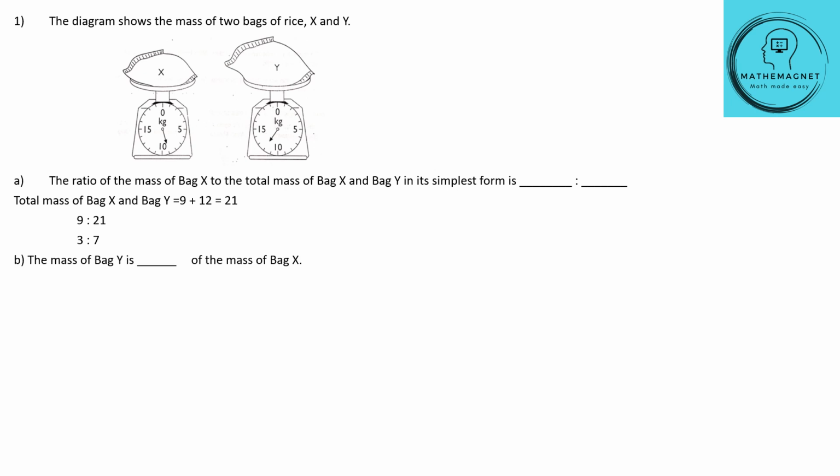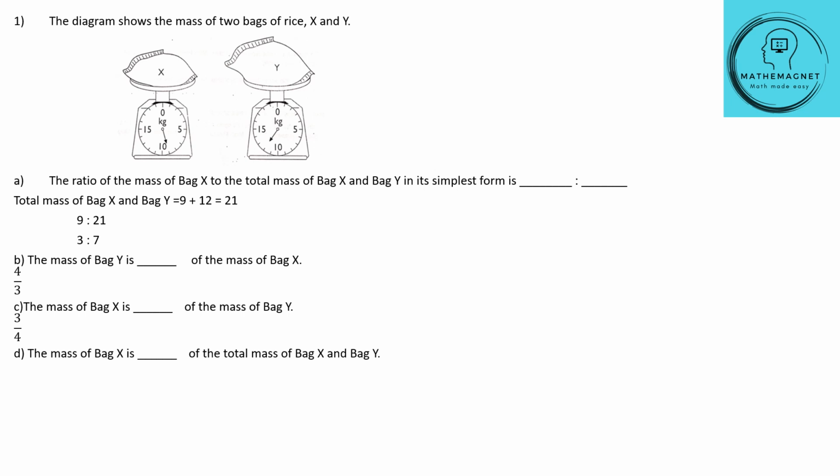Now B, the mass of bag Y is dash the mass of bag X. Bag Y is 12 and bag X is 9. So the mass of bag Y will be 12 by 9 of the mass of bag X, but when you simplify 12 by 9 you will get 4 by 3. So the answer will be 4 by 3 of the mass of bag X. In the same way, the mass of bag X is dash of the mass of bag Y will be 9 by 12, which is equal to 3 by 4.